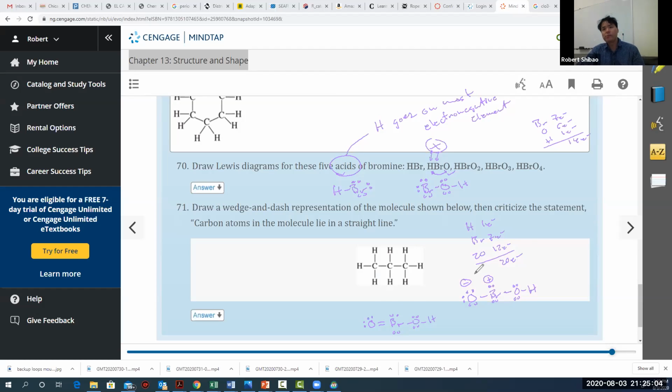So that's often done. Our book does not expand the octet. Our book leaves the formal charge, so our book is going to have it like this. Let's take a look.